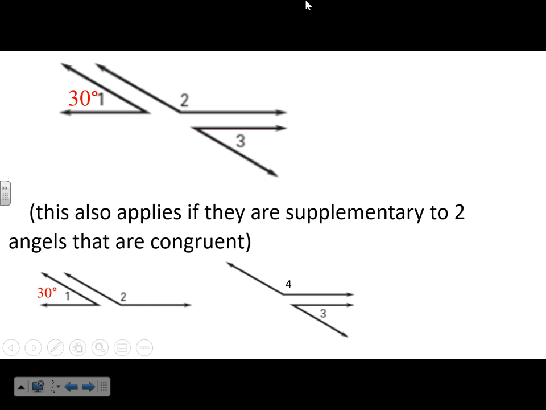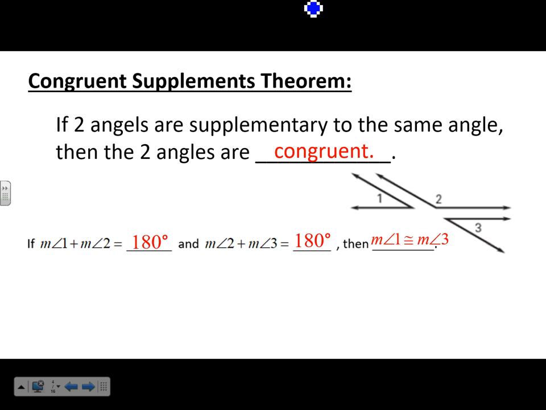Now to give you an idea of what that looks like, if angle 1 was 30 degrees, then angle 1 and angle 2 add up to be 180, so angle 2 would have to be 150 degrees. Well then, if angle 2 and angle 3 are supplementary, they have to add up to be 180, so that means 3 has to be 30, because 30 is the only number that if you add it to 150, gives you 180. And again, you can look at it this way as well. If I made angle 1 30, that means angle 2, we just said, has to be 150. That means angle 3 has to be 30, because that's the only thing you can add to 150 to get 180. So they've got to be congruent.